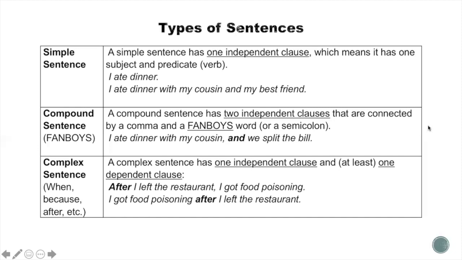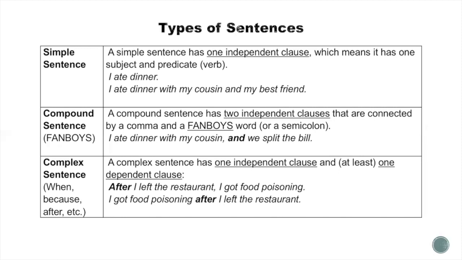A third type of sentence is a complex sentence. And there's not an easy way to remember this here. The fanboys words are 7 words that we use to connect two complete sentences. And I'll show you more examples in just a moment. But with complex sentences, there are many words that we can use to connect two complete ideas. Words like when, because, after, we'll look at more examples. But these two sentences are both complex sentences.